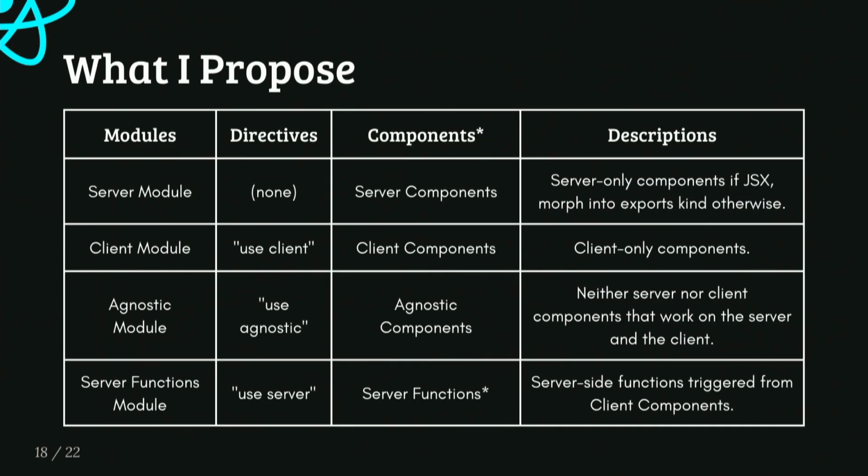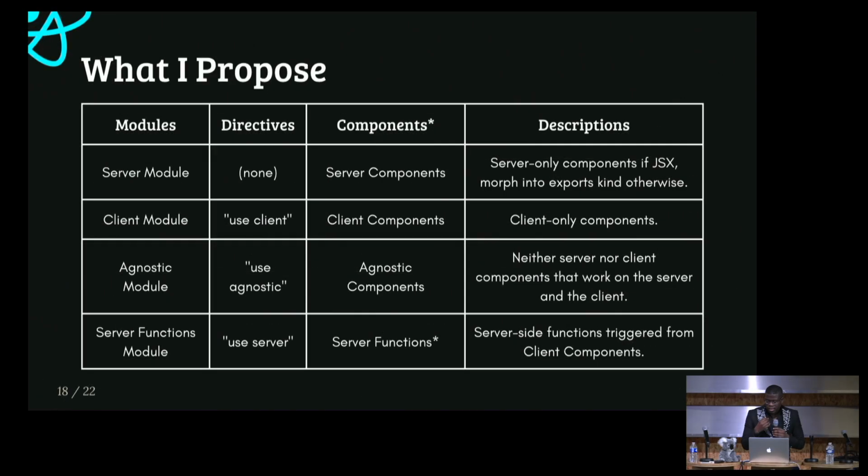To conclude, in light of what we've seen, here is what I would propose for the full-stack React architecture in React 20. First, server modules which are not marked by any directive should behave as advertised and export server components, which only run on the server, as long as they export JSX. If these modules don't export JSX, they should morph into the module type of what they're exporting, with developers being responsible for not mixing server-side and client-side code in the same file.